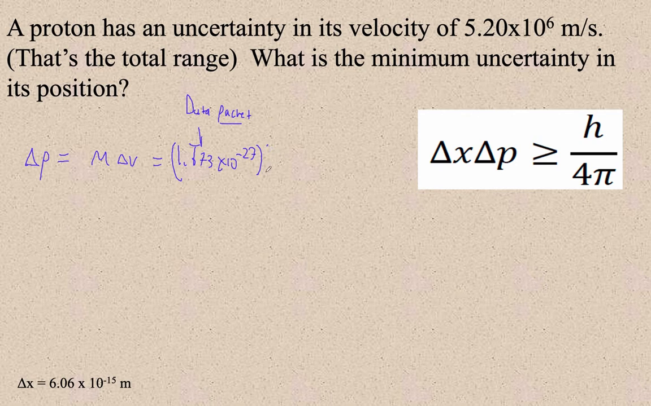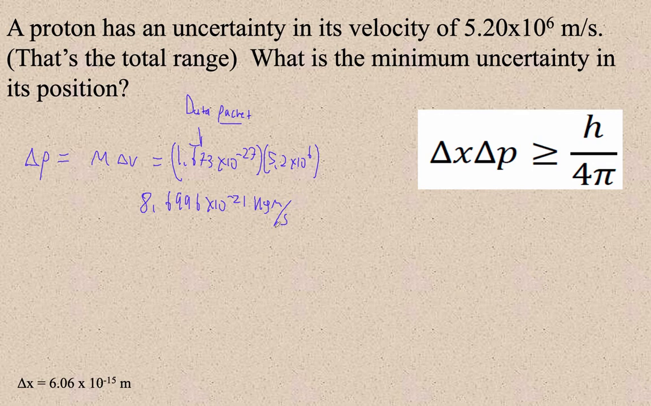Okay, and then our uncertainty of velocity, this says the total range, right? So 5.2 times 10 to the 6th. Let's figure this out. The total uncertainty of my momentum, 1.673 e minus 27 times 5.2 e6 is, it's a small number, 8.6996 times 10 to the minus 21 kilogram meters per second.